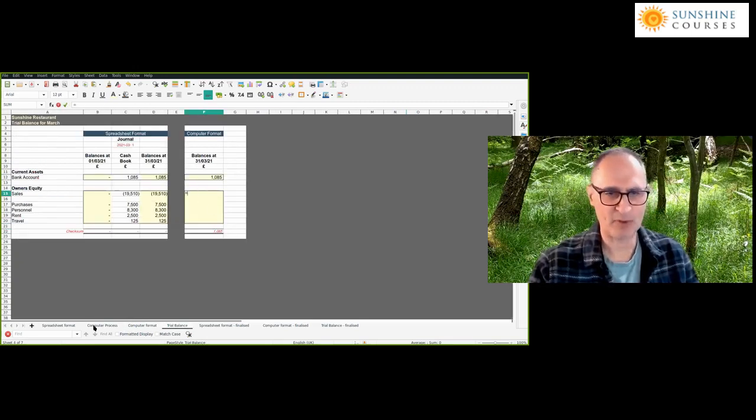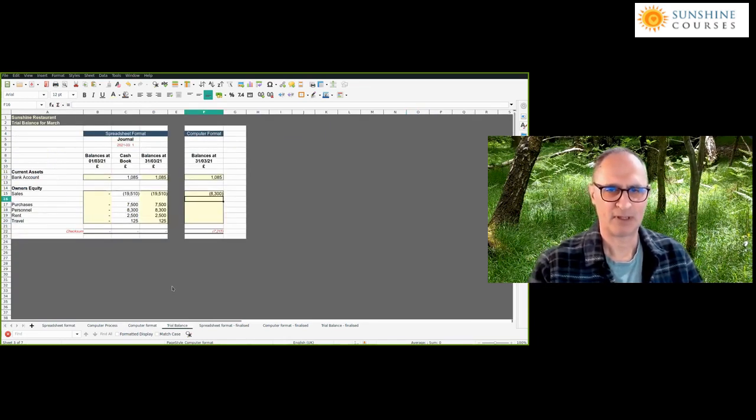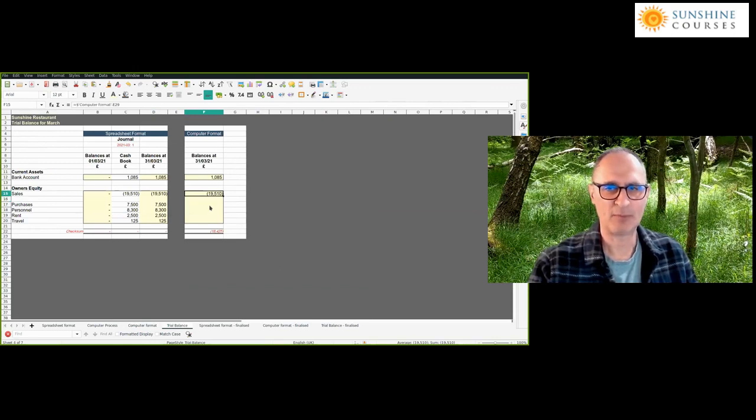Similarly, I'm going to do the same with my sales. The cumulative sales, I've not added this correctly. The cumulative sales should be £19,500, where it's the first month plus the first entry plus the second entry. The cumulative balance 11,000, add the 8,300, gets the £19,500. So I've just inserted this into the computer format, the computerized trial balance.